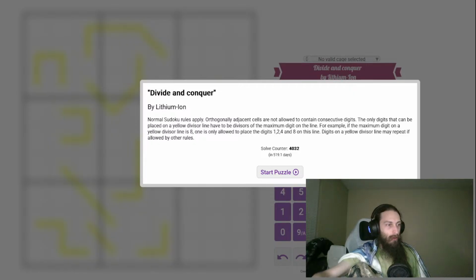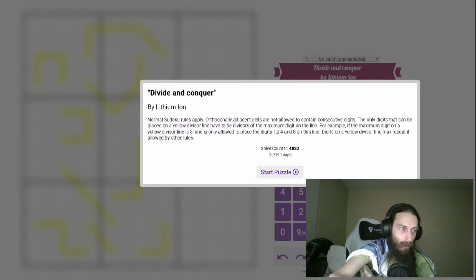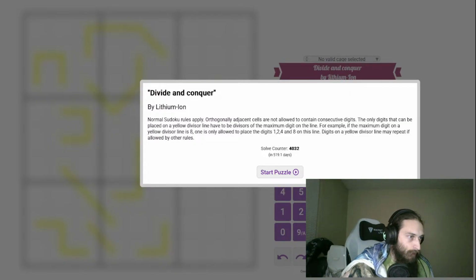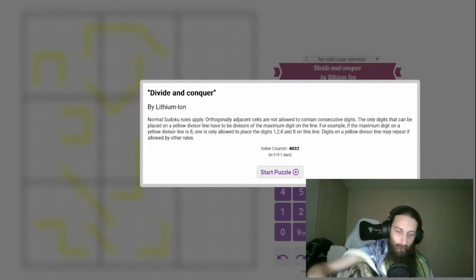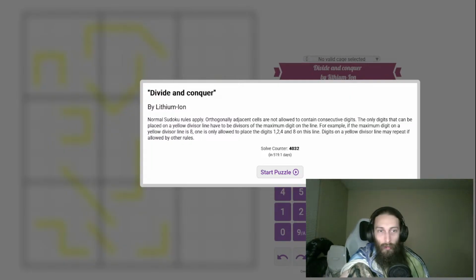Last puzzle today is going to be Divide and Conquer by Lithium Ion. Paste. No, that was both. There we go. First try. Get the link in the chat. Alright. Divide and Conquer by Lithium Ion.